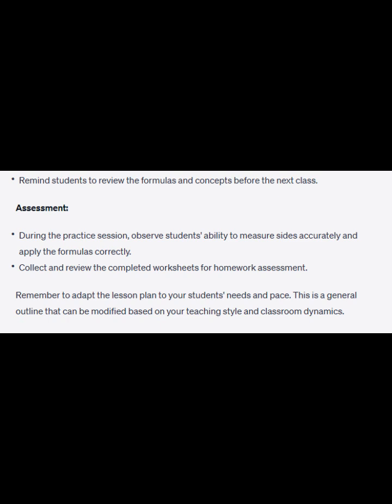Assessment. During the practice session, observe students' ability to measure sides accurately and apply the formulas correctly. Collect and review the completed worksheets for homework assessment.